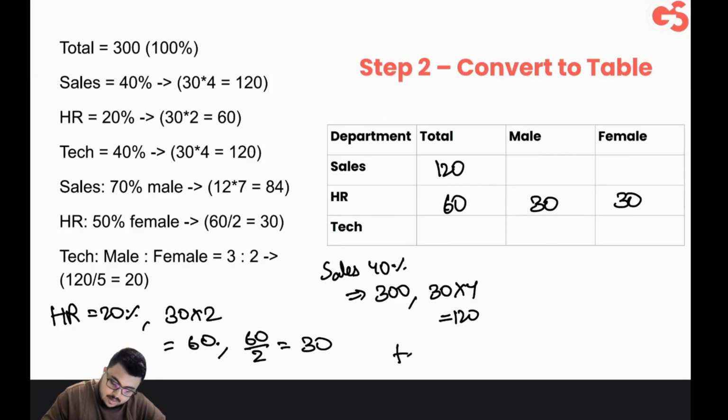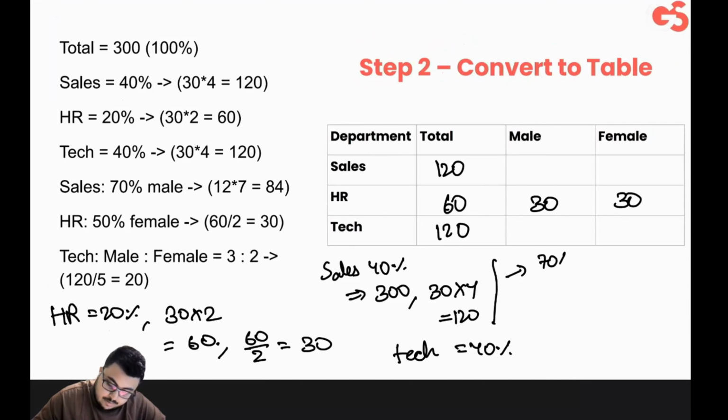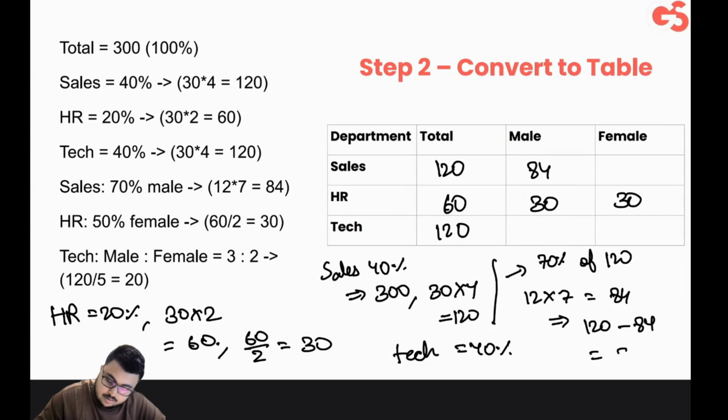And tech, as we calculated previously, was also 40%. So we know that's just 120. And then for sales, we were given that 70% of sales is male. So 70% of 120. So that's just 12 into 7, and that's 84. And the rest would be female. So 120 minus 84, that's 36.